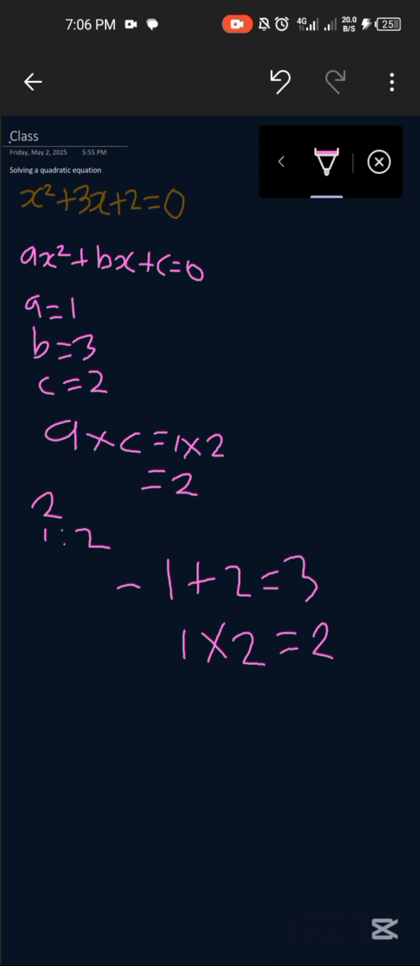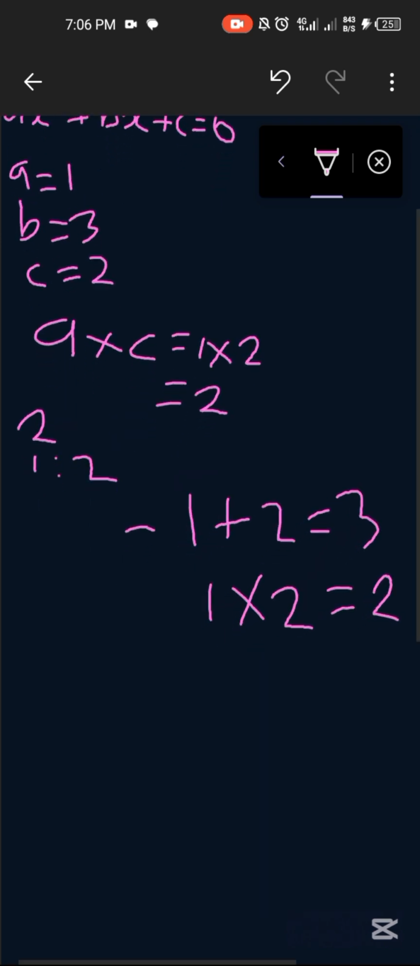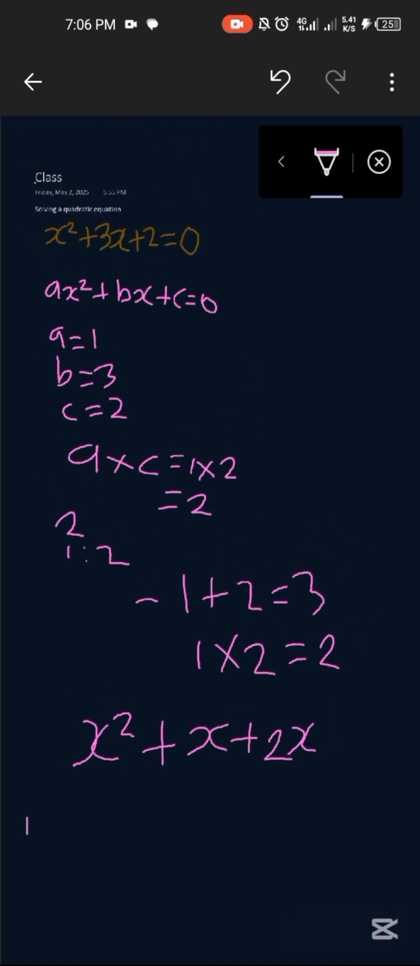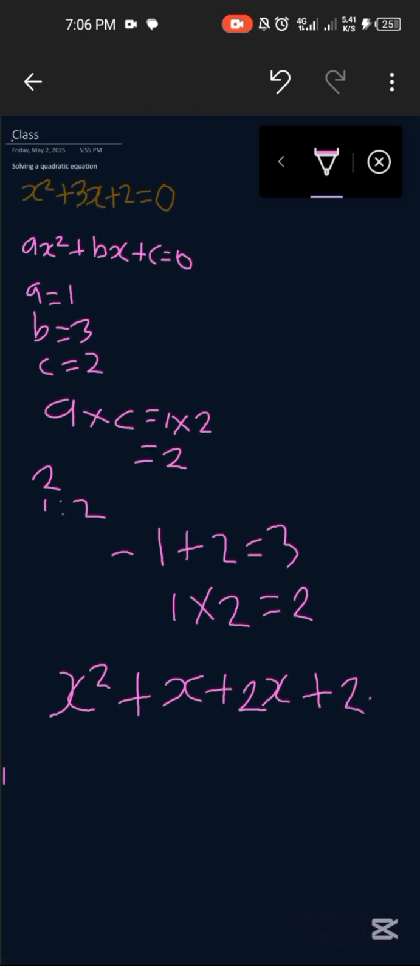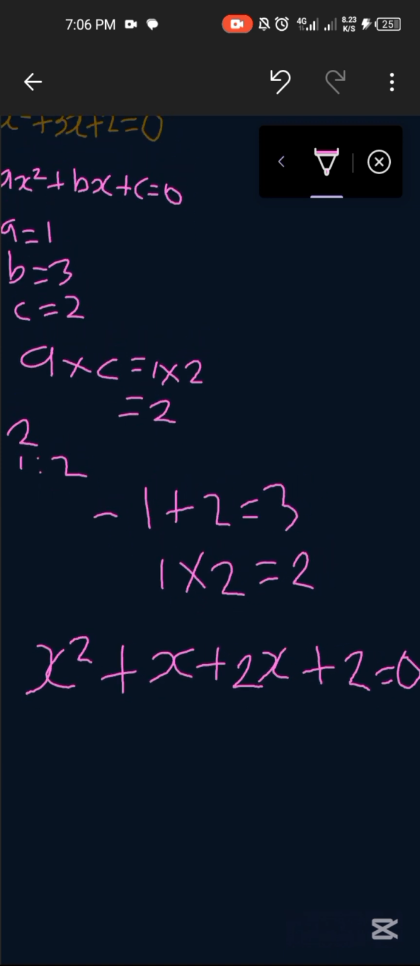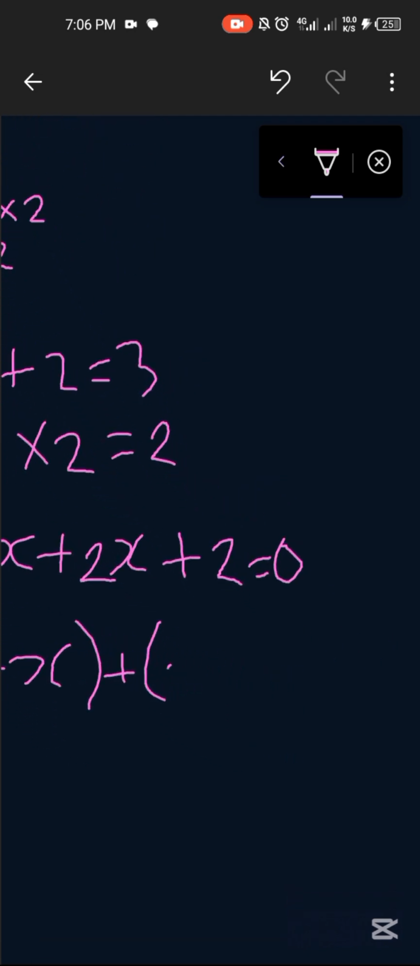So now you can just simply say x². Now this one will be what? There's no need to add a 1 before the x, so you just say x, now plus what? Plus 2x, plus what? Plus 2 is equal to 0. So I've gotten that. Now we have to take factors, so we can just say this x² plus x, we put it in a bracket, plus 2x plus 2. Hope you are following up till now.